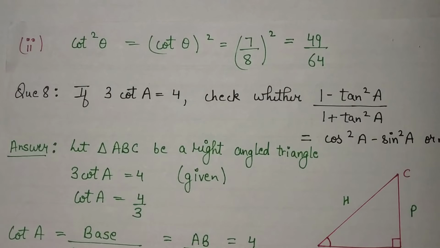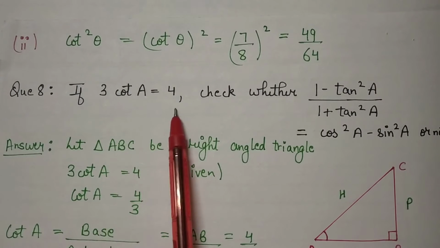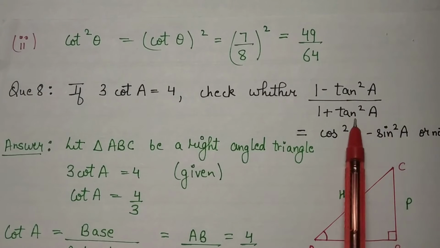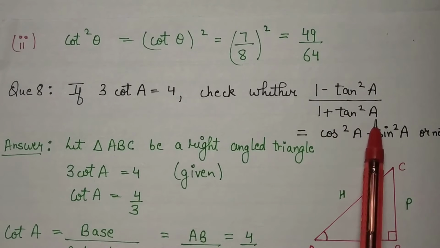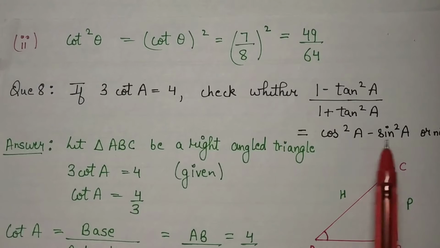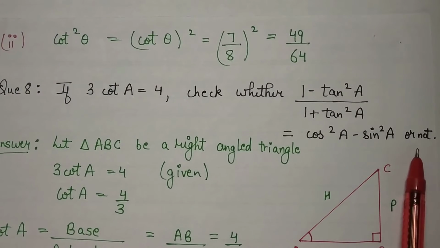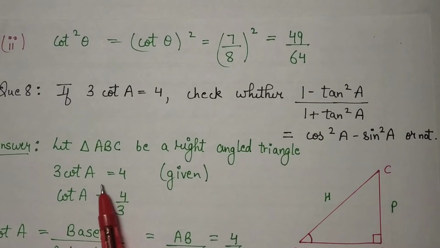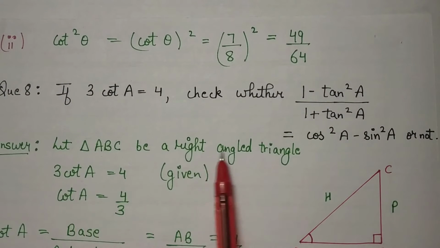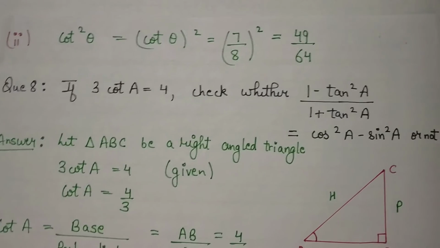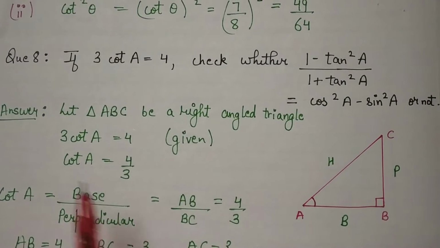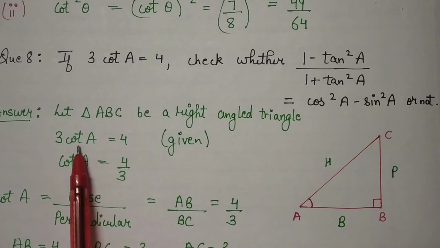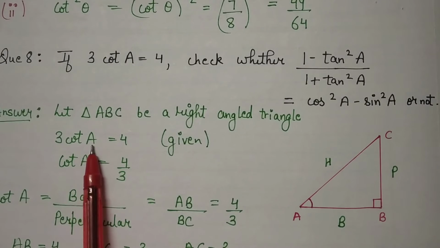Now the next question: if 3 cot A is equal to 4, check whether 1 minus tan square A upon 1 plus tan square A is equal to cos square A minus sin square A or not. I need to check whether these two are equal or not. So first, let triangle ABC be a right angle triangle. I have drawn a right angle triangle, and 3 cot A is equal to 4 is given in the question. Cot A means A is the acute angle here.